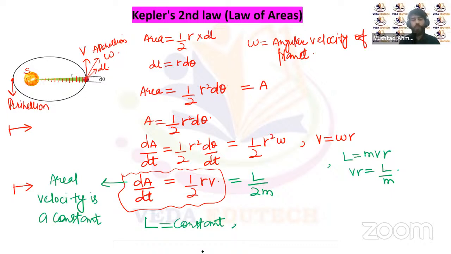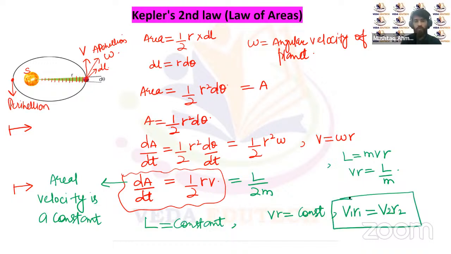Now, if the total angular momentum is constant, or the areal velocity is constant, we can say that vr should also be a constant. If vr is a constant, it means that we can write v1 r1 must be equal to v2 r2. You can write this equation. This is a very important equation. So v1 r1 must be equal to v2 r2, or we can say m v1 r1 should be equal to m v2 r2 because angular momentum is a constant.